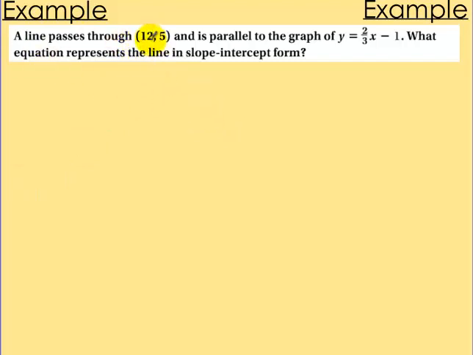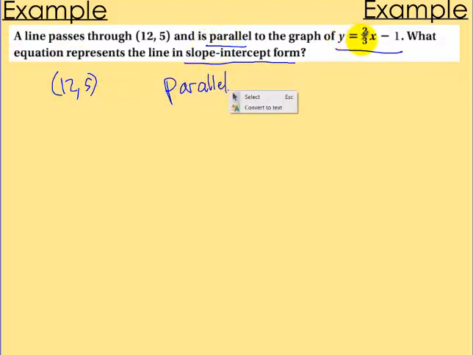Okay, a line passes through (12, 5) and is parallel to the graph of y equals 2/3 x minus 1. What equation represents this line in slope-intercept form? All right, a lot of things going on here. So a line has to pass through the point (12, 5), and it has to be parallel. When it's parallel, it has to have the same slope. So the slope m must be 2/3. So it must pass through this point, and it must have a slope of this.